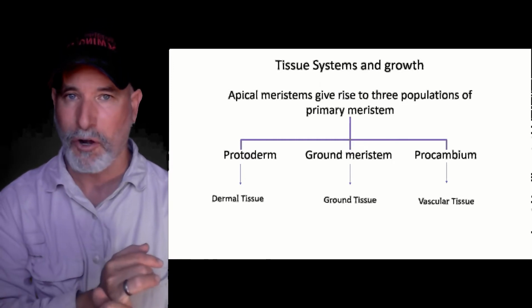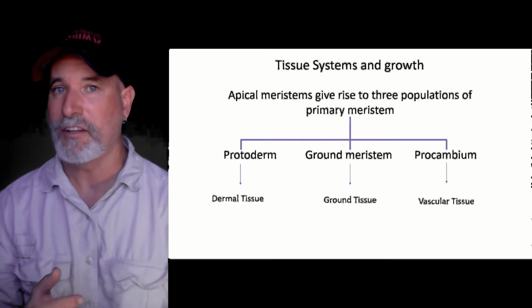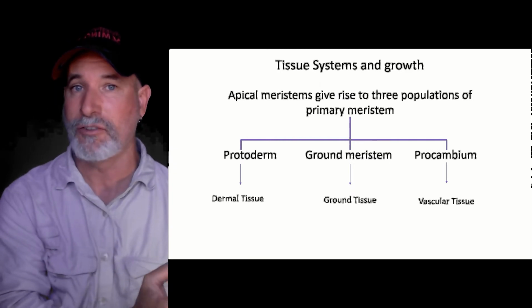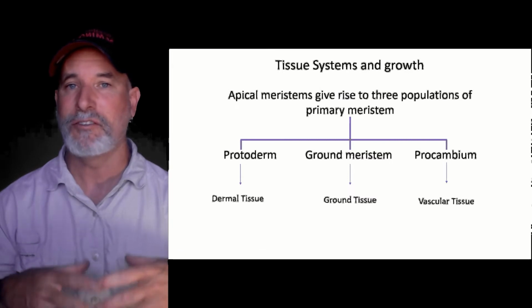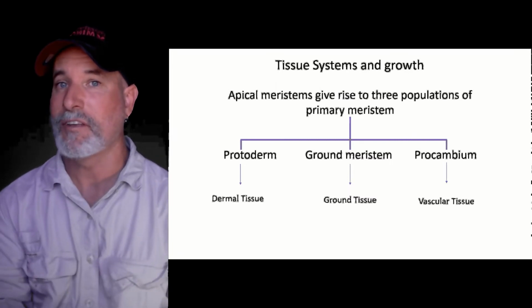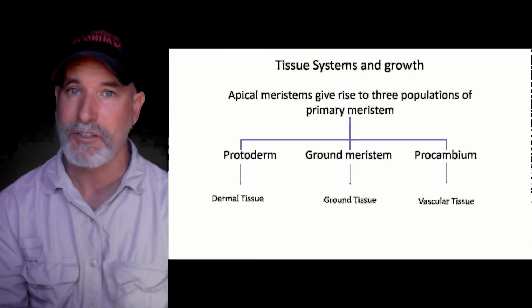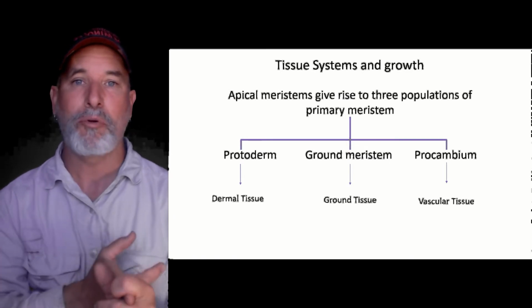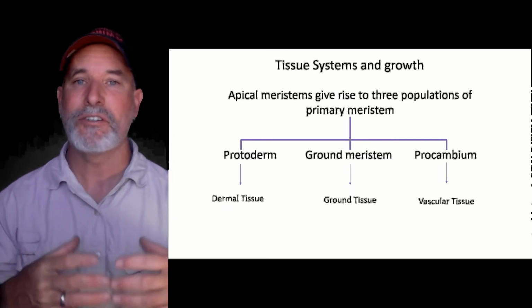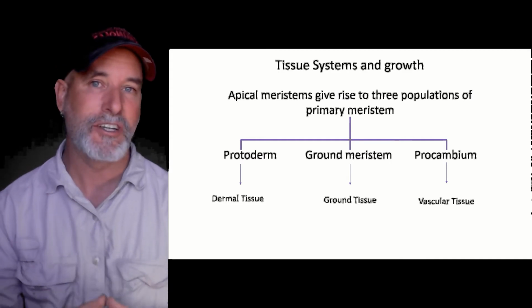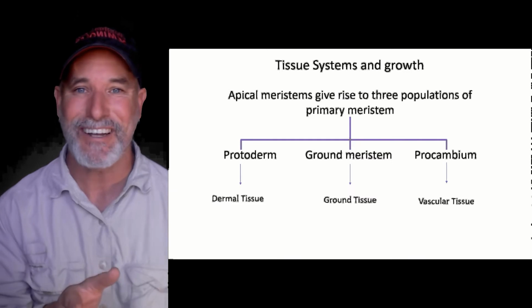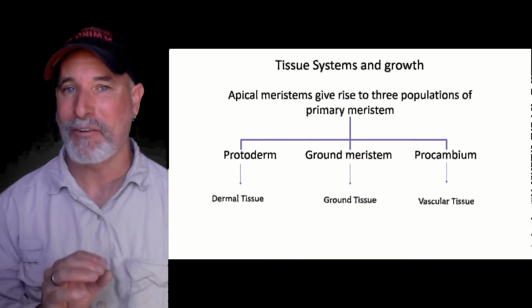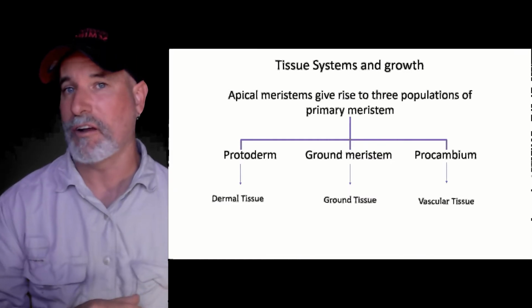The protoderm, which will then differentiate into different types of dermal tissue and dermal cells. The ground meristem, which will then differentiate into your ground tissue. These are a lot of the cells that do photosynthesis for us, or storage. And then the procambium, which will then differentiate into the vascular tissue, the xylem and the phloem, both primary and secondary. When we talk about plant growth, that'll become a bit more clear what that means.